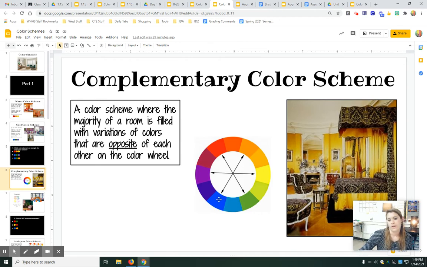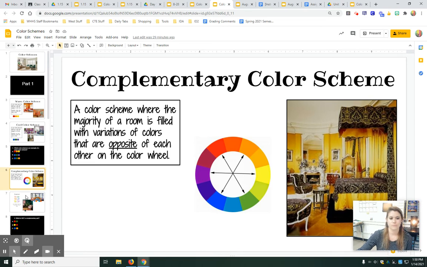So that line I just traced, orange and blue, pairing orange with blue makes each other pop the most they possibly can. If I pair yellow with the blue, they still look good together, but they don't make each other pop as much as the orange would with the blue. It's because they're made of completely opposite colors. This room pictured here, I'm wondering if any of you recognize it. It is a local room, and it has a complementary color scheme of purple and yellow.